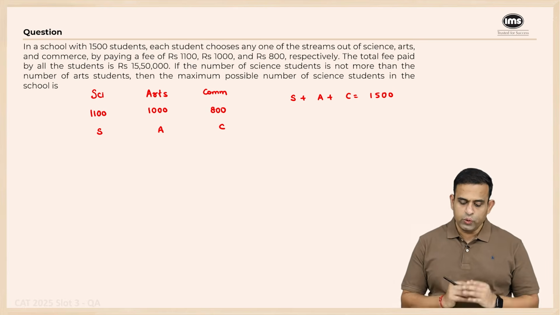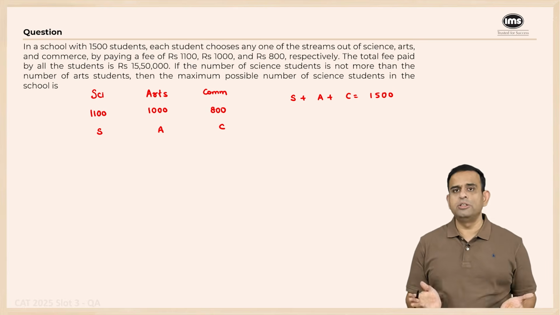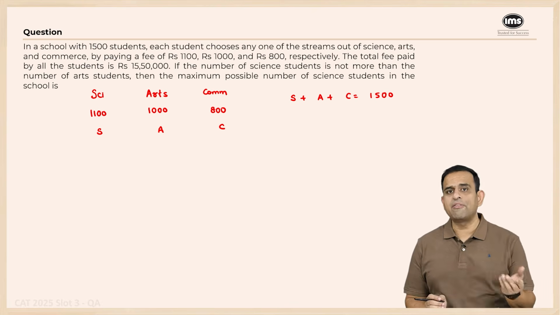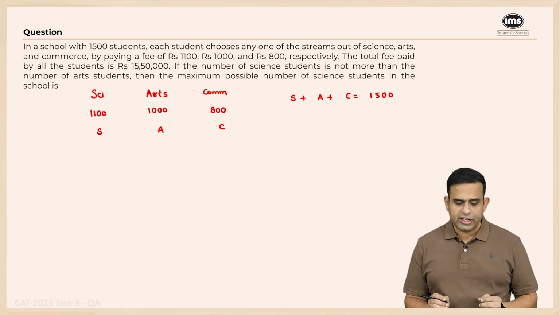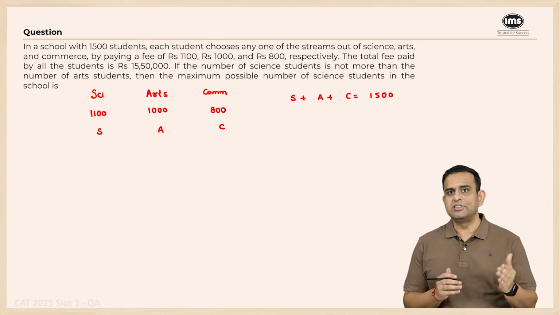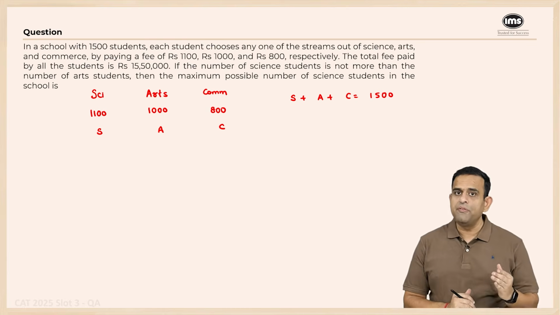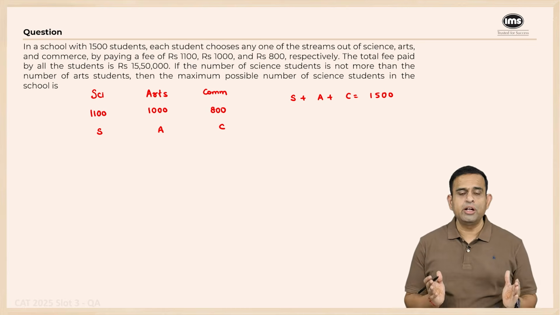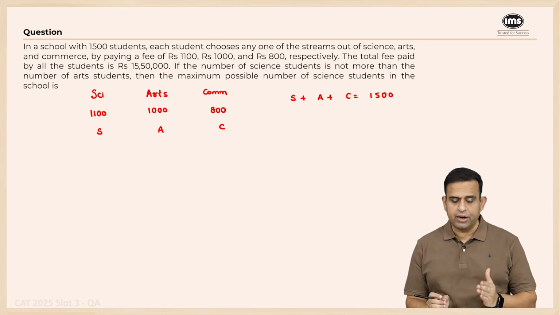And then they told you the total fee paid by all the students happened to be 15,50,000. Now understand, if every science student pays 1100, and if I have S number of science students, the total fee paid by the science students in total becomes nothing but 1100 into S.